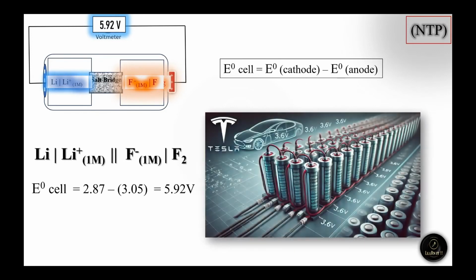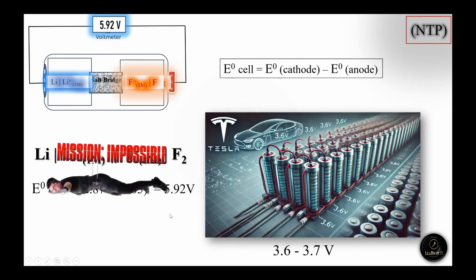Let us look at one example, that is the Tesla battery. These are the batteries used in Tesla cars. The Tesla battery can give a maximum voltage of 3.6 to 3.7 volt. These are connected in series so as to get a potential difference of 500 volts. But a lithium fluoride battery practically doesn't exist.